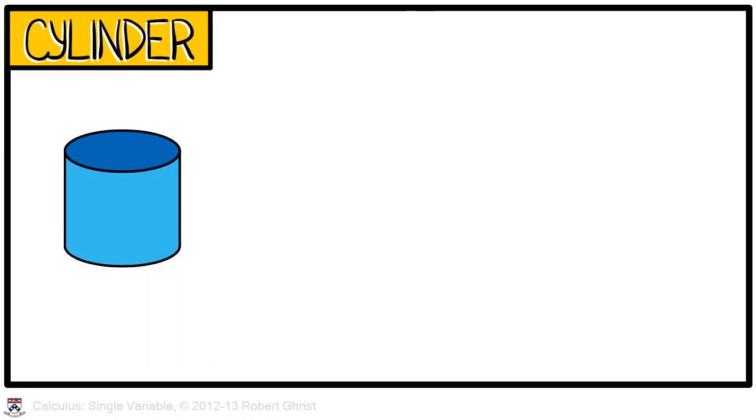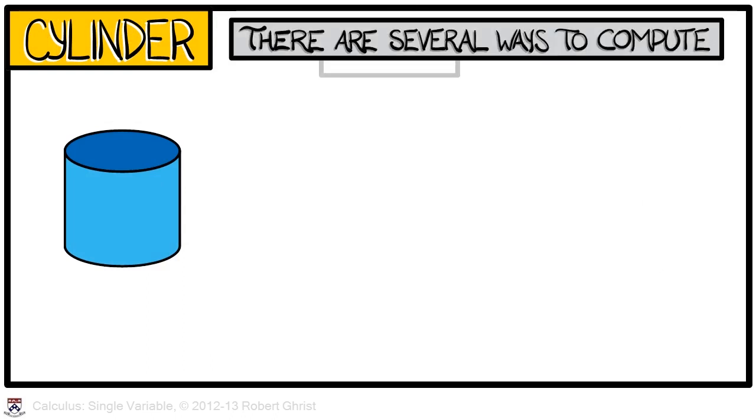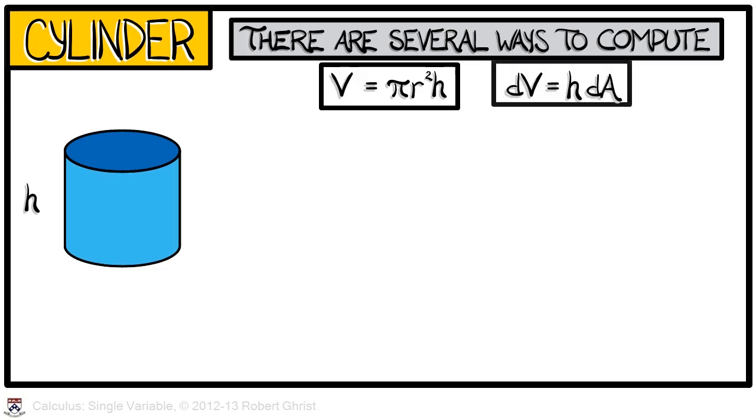For a less trivial example, consider a cylinder with base, a disk of radius r, and height h. There are several ways to compute the volume as pi r squared h. One method involves taking the associated area element for the base and multiplying by the height of the cylinder, h. As we saw in a previous lesson on area, there are several different ways to do this.